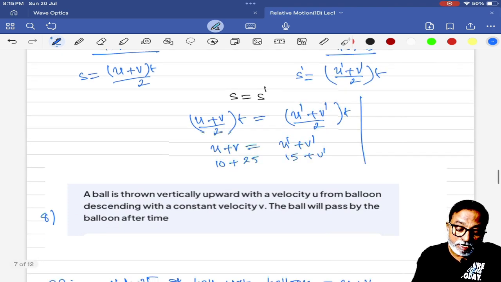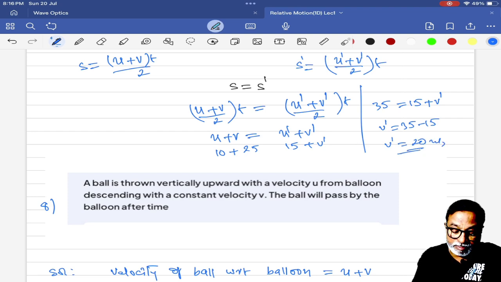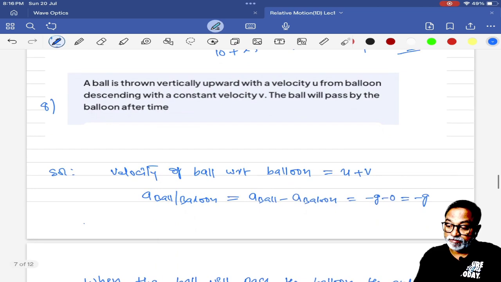See here, 10 plus 25 is 35, that is equal to 15 plus v dash. Therefore v dash is equal to 35 minus 15. Therefore v dash is equal to 20 meter per second. Next one.